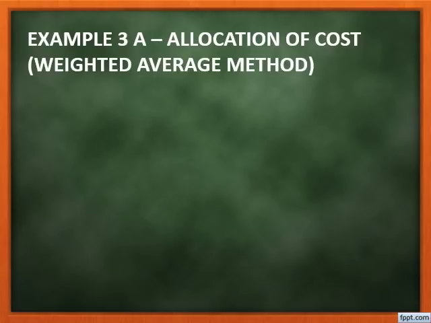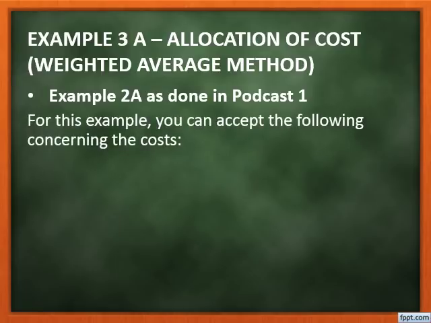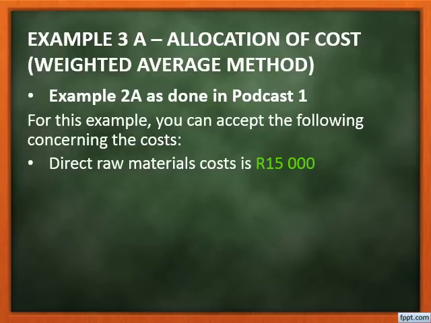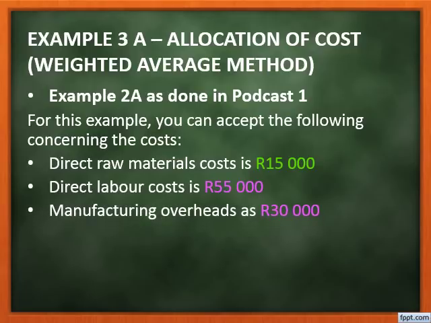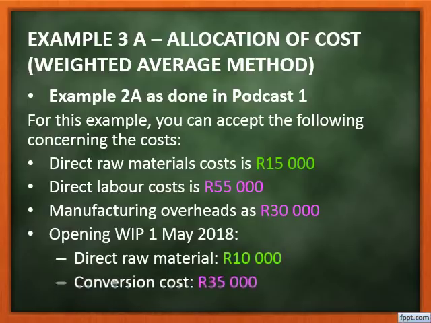Let us look at another example. We are going to use the same example 2a as done in podcast 1 to illustrate now the calculation of the equivalent unit cost and the production cost statement. For this example, you can accept the following costs. Direct raw material cost is now 15,000 Rand. The direct labor cost is 55,000 Rand. Manufacturing overheads is 30,000 Rand. Your opening work in progress is direct raw material 10,000 and conversion costs is 35,000 Rand.